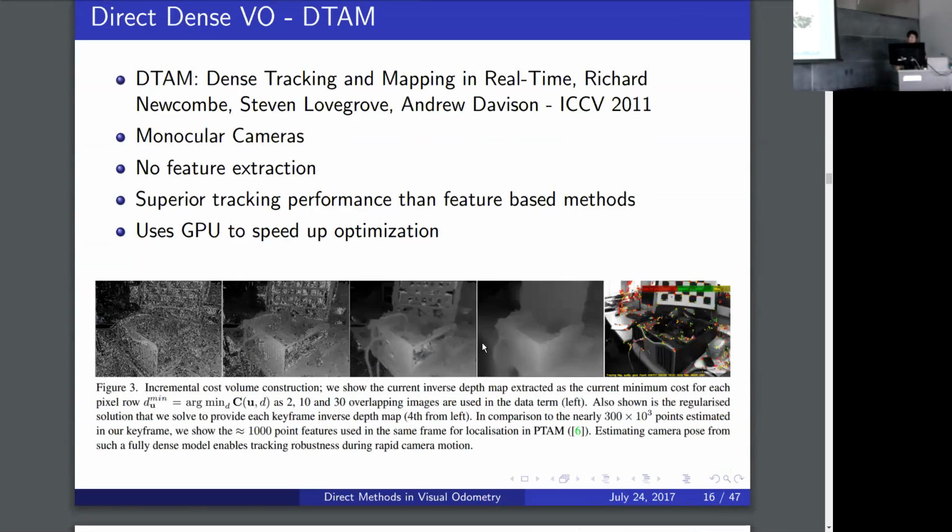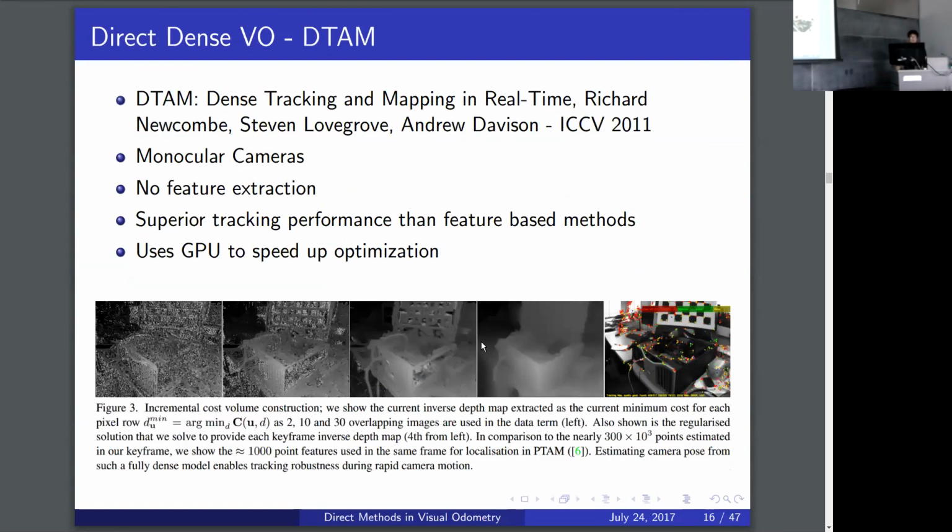One of the first direct approaches to visual odometry in real time was DTAM. I can only cover it very briefly. It uses a monocular camera. It doesn't use the feature extraction required in the feature-based method. And the results show that it has superior tracking performance compared to feature-based. But in order to achieve this, it had to use the GPU to speed up the computation.